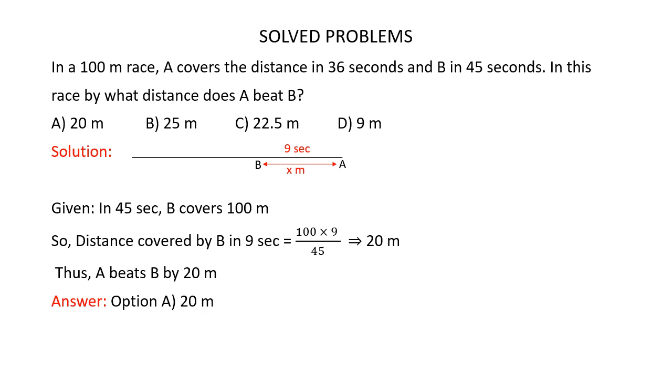Now, the difference between the times taken by A and B to reach the winning point is 45 minus 36, that is 9 seconds. This means that A beats B by 9 seconds. Also, when A reaches the winning point, B is somewhere at this point, which is X meters behind A. Now, this X meters is covered by B in 9 seconds.